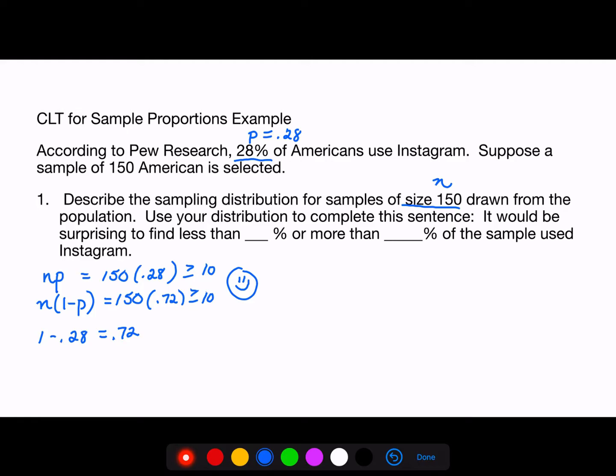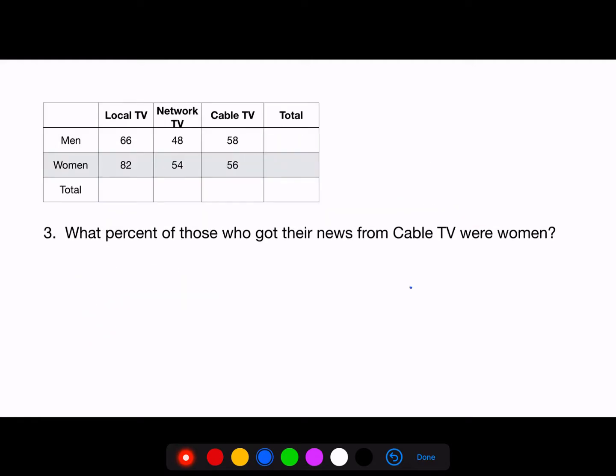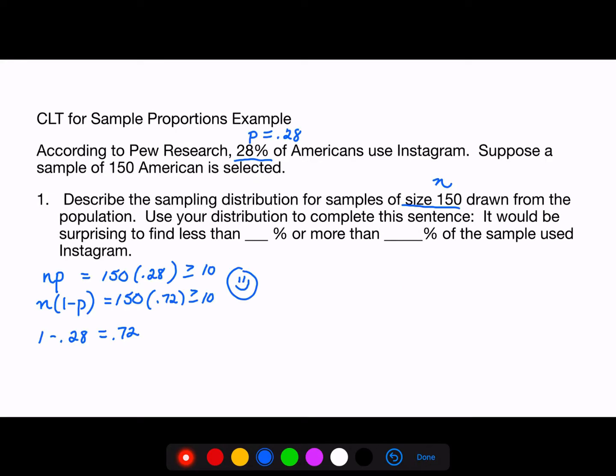The central limit theorem says that sample proportions will vary from sample to sample. If you take 150 Americans and ask them, do you use Instagram? One sample might have 28% say yes. One sample might have 31% say yes. Another sample might have 29% say yes. But what the central limit theorem assures us is that even though samples will vary, we know the behavior of those samples. The behavior of those samples is going to be that the distribution will be normal.